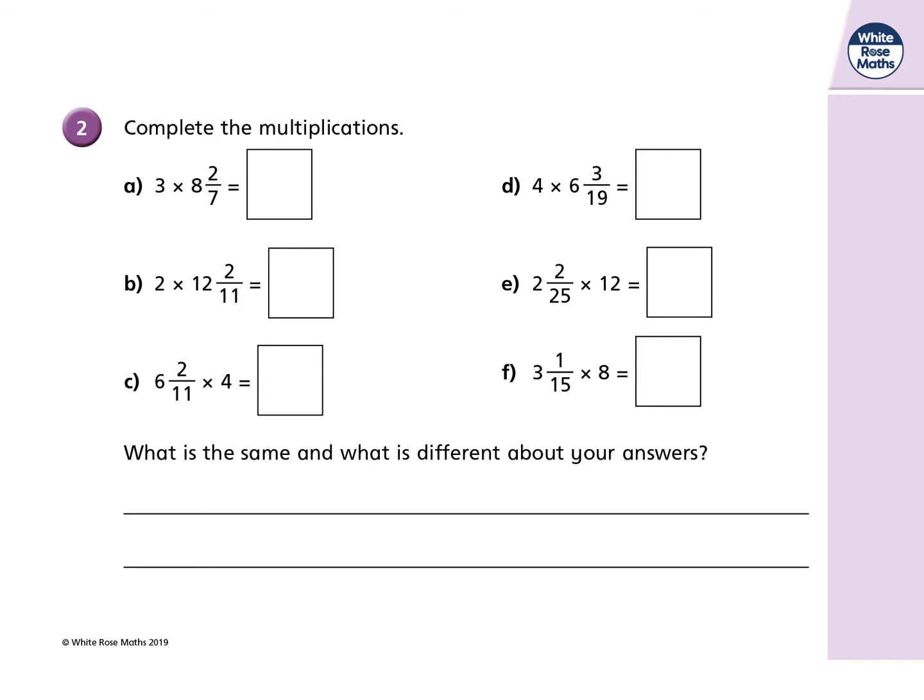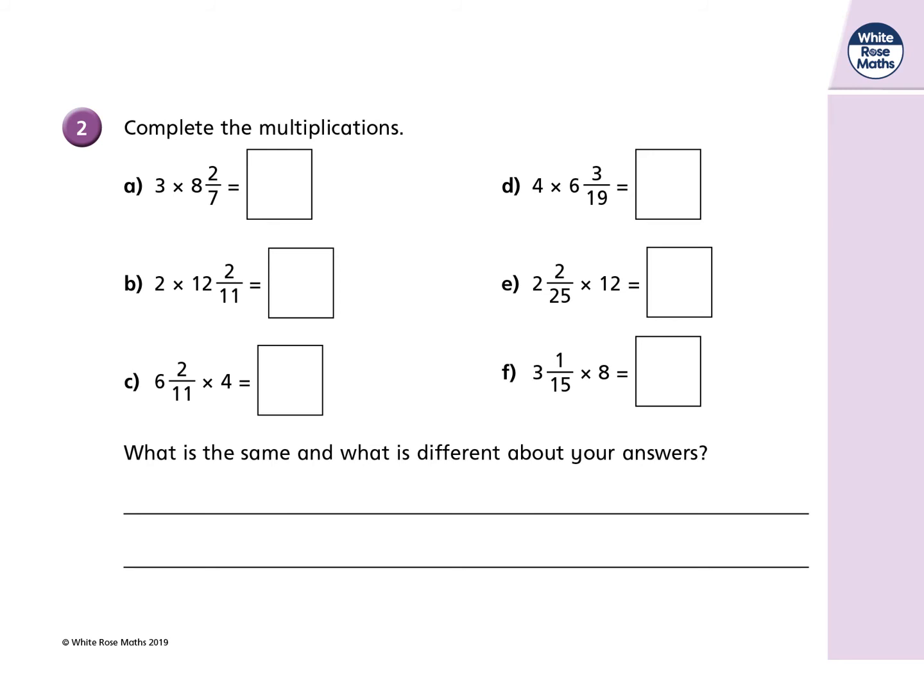For B, 2 times 12 and 2/11. So again, 2 times 12, do that calculation, and then do 2 times 2/11. Once you've done those two calculations, bring them together, and you'll have a very clear answer. Again, it'll be an 11th because we don't change that denominator. Next, you've got 6 and 2/11 times 4. So 6 times 4, we should be able to do that very easily, and then 4 times 2/11.